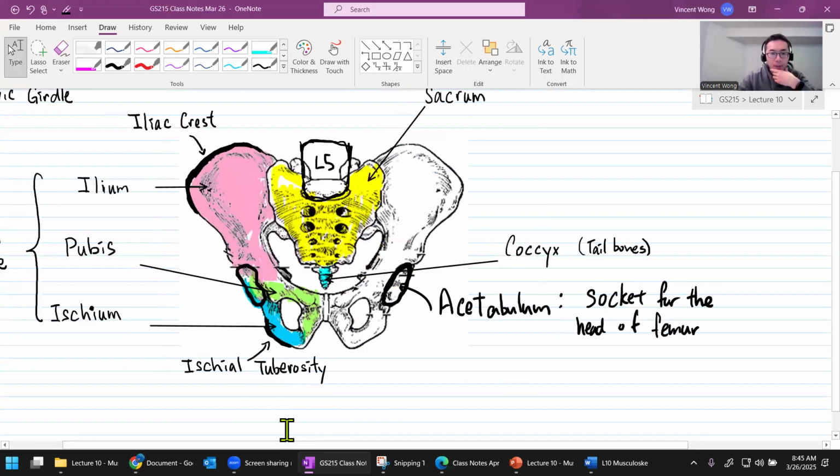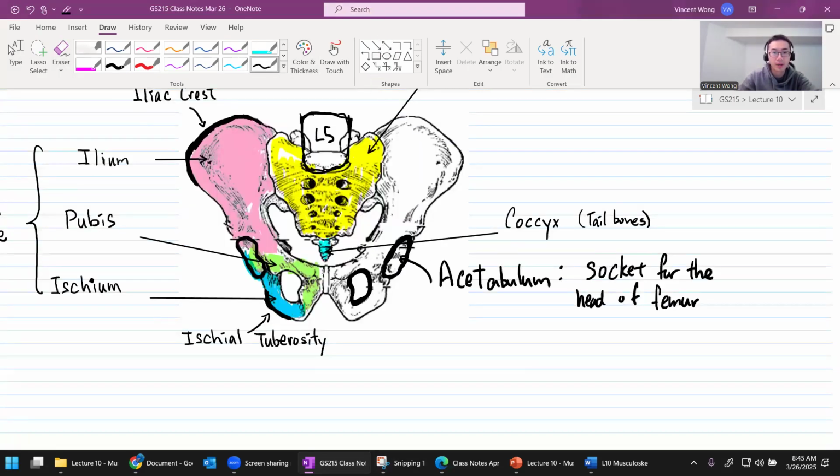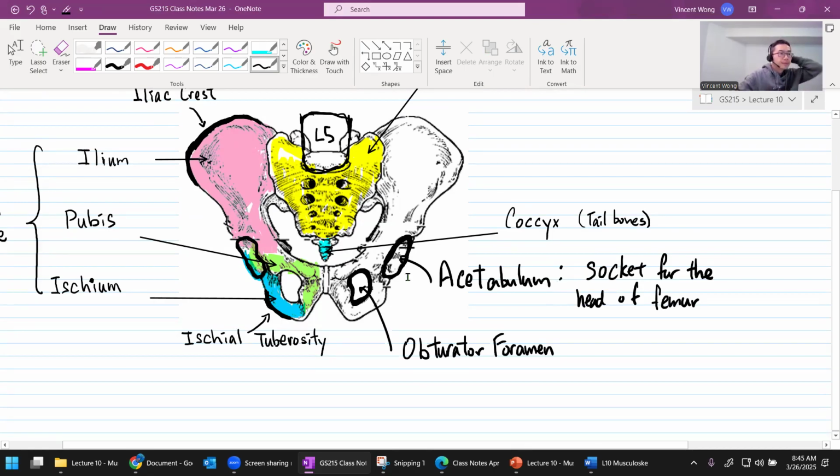There's another thing here. This hole, again, that's where the blood vessels and the nerves can fit through and go to the legs without having to worry about being compressed when we're sitting. That is called the obturator foramen. That is it.